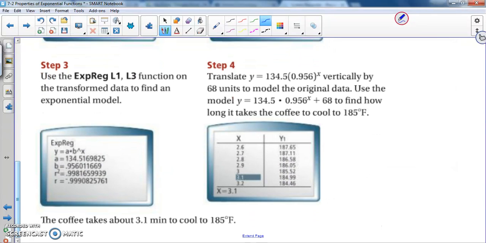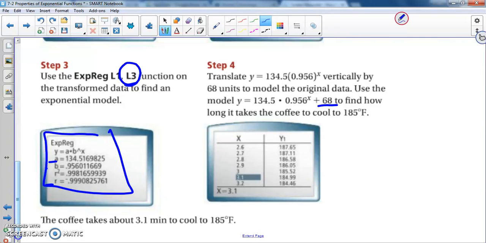Then, what we used to use was linreg, then quadreg. Now we're going to use expreg because we're going to find the exponential regression for L1 and L3, because L3 was our new list. And we're going to move our equation, which we get from our data, with A, B, and R, up to move it up 68 to find out how long it takes.